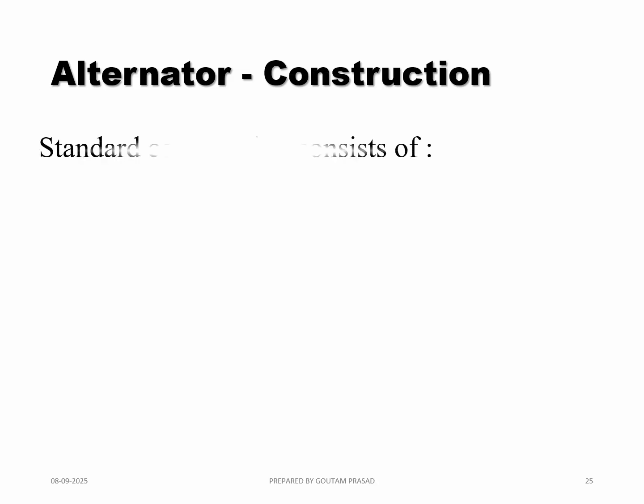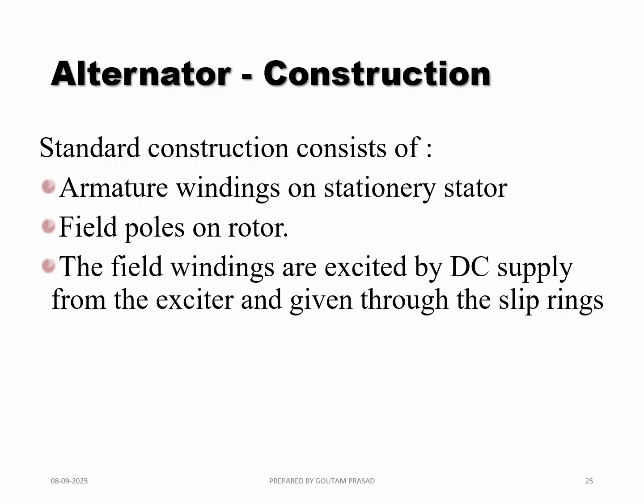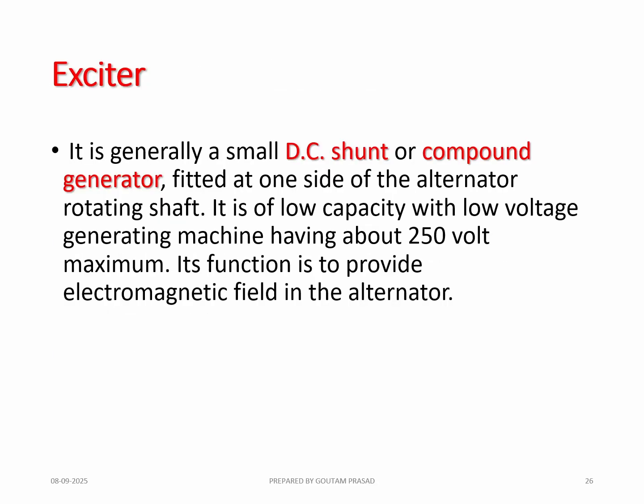Now let's discuss the construction of alternators. If you look at the construction, it consists of two parts basically, one the stator and the other the rotor. Armature winding is on the stator side, as we have already discussed, and the field poles are put on the rotor. The field windings are excited by DC supply from the exciter, which is nothing but a small DC shunt generator, and given through the slip rings. So you require a prime mover to rotate the rotor of this AC generator.